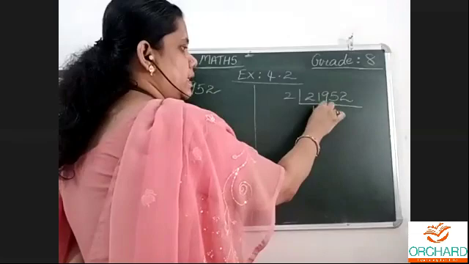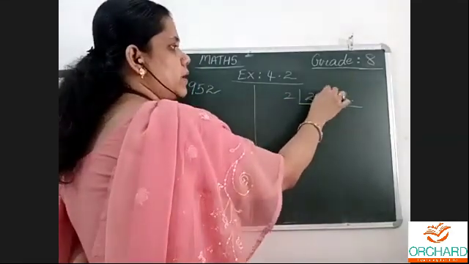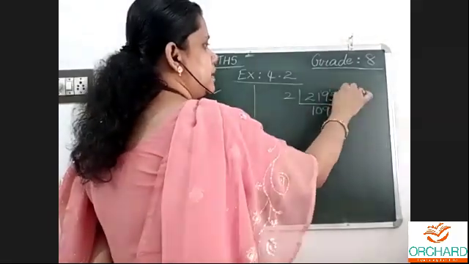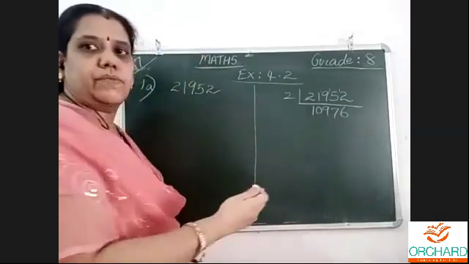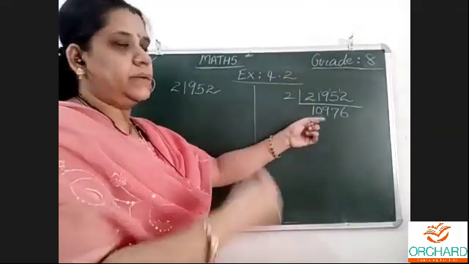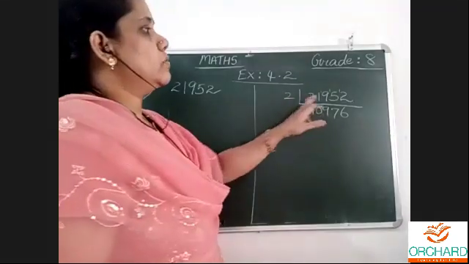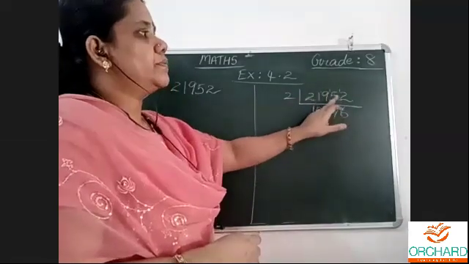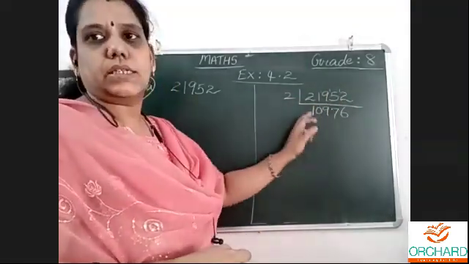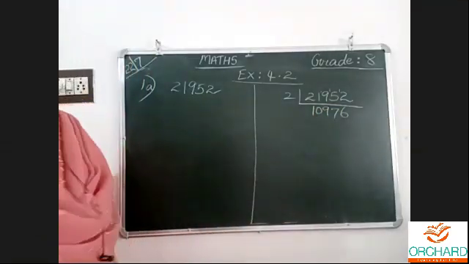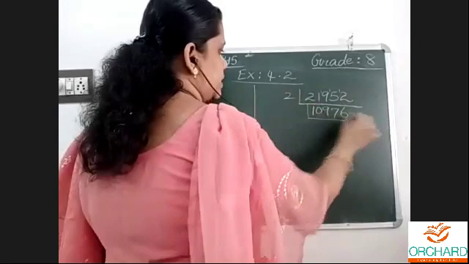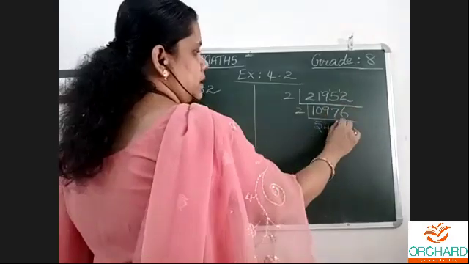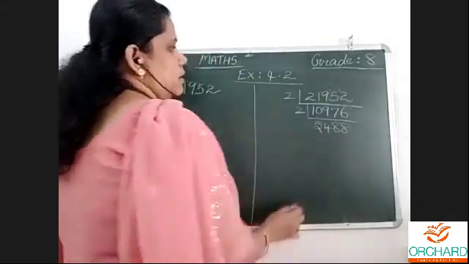10 2s are 20, remainder 1, 19; 9 2s are 18, remainder 1, 15; 7 2s are 14, remainder 1, 12; 6 2s are 12. I use my own way, somewhat a little bit faster. So first we did by 2 table, then we must keep on doing. 5 2s are 10, 4 2s are 8, 8 2s are 16.